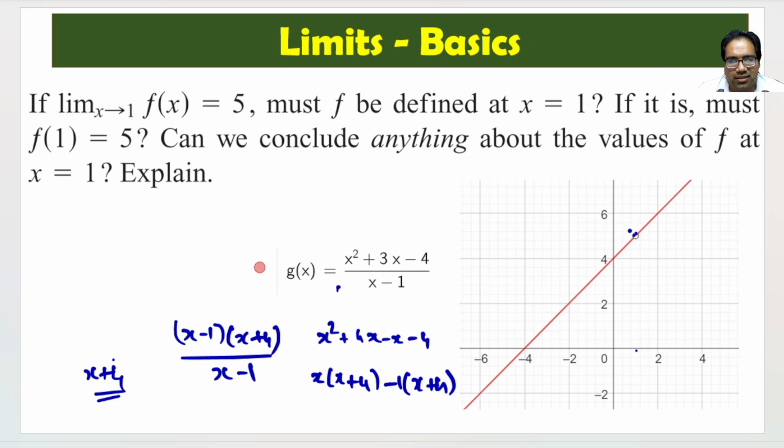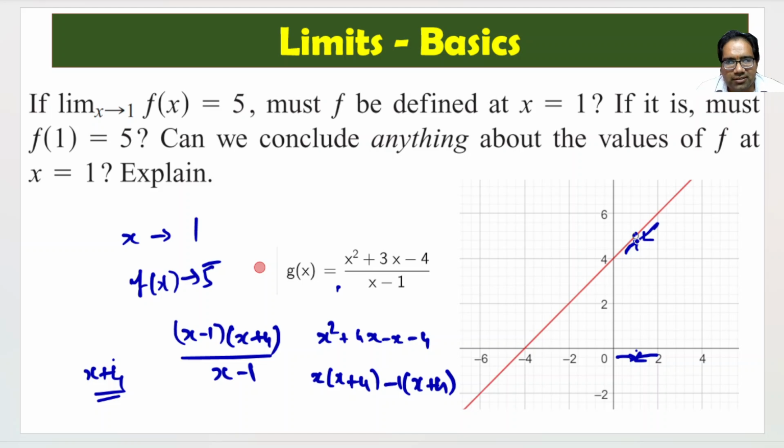But what is the limit? Limit is still 5, right? Limit of g of x is still 5, because if x is moving from the left, that means x is approaching 1 from the left, then what is the function approaching? The function is approaching 5, right? When we are approaching x from the right, the function is still approaching 5, right? As x is going closer to 1, f of x is going closer to 5.